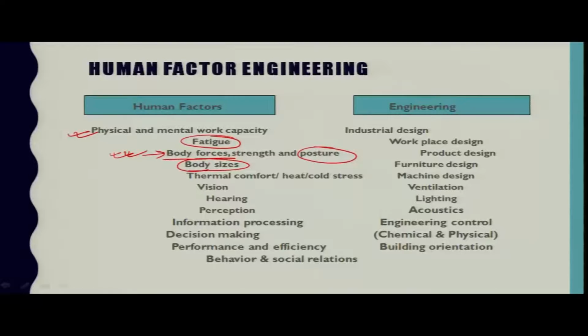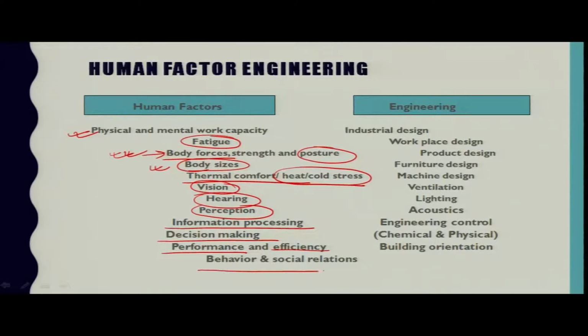Body size is also important, and because of this body size variability, ergonomics has become a matter of study, because a particular design, whether a work system design or product design, is not suitable for all kinds of bodies. We also require thermal comfort, and need to take care of heat and cold stresses. We also have vision, hearing, we perceive information, and perform information processing. We also do decision making. We also take care of performance and efficiency, and behavior and social relations.